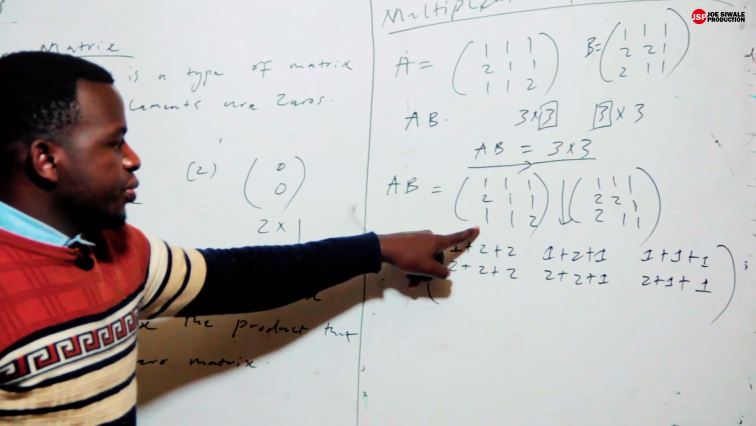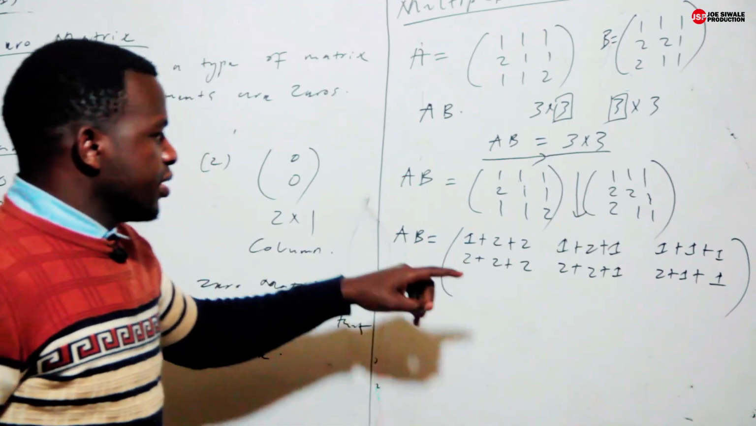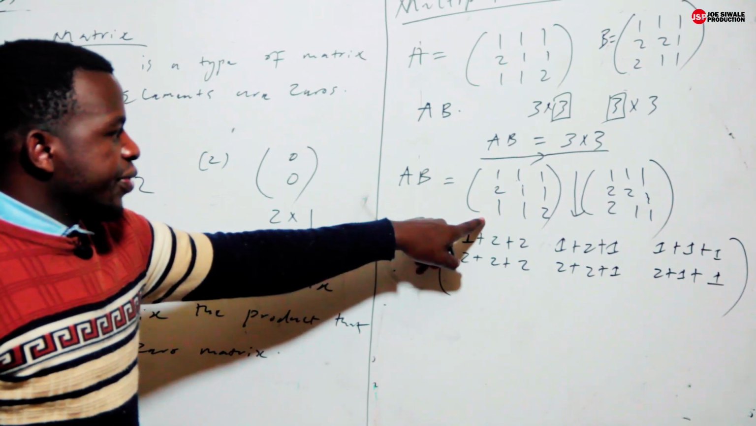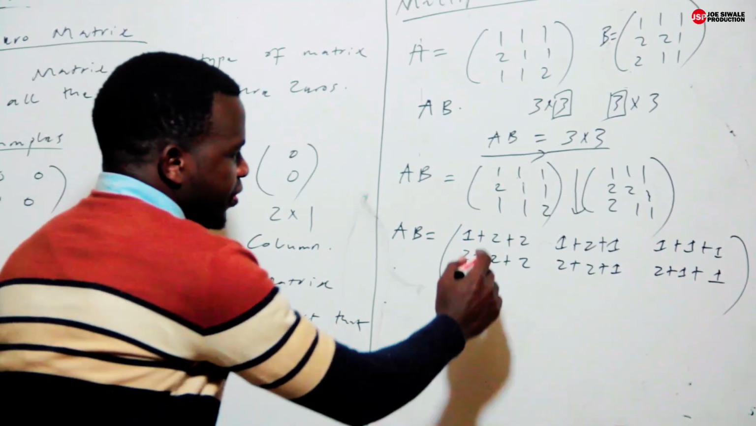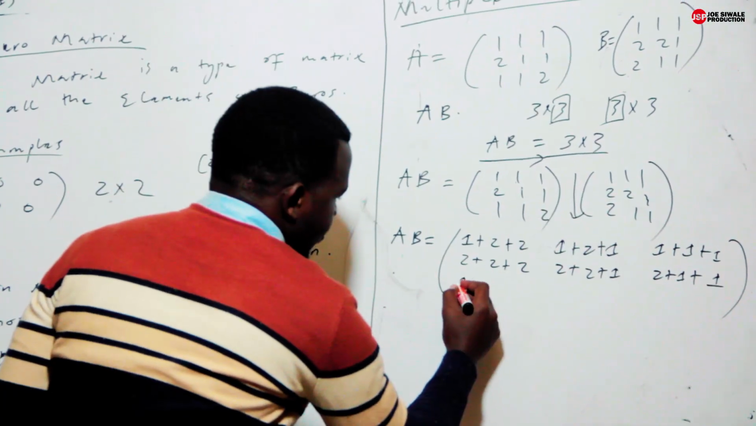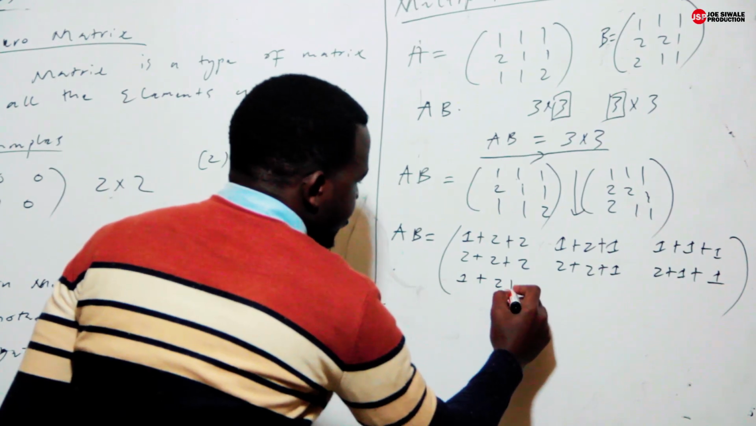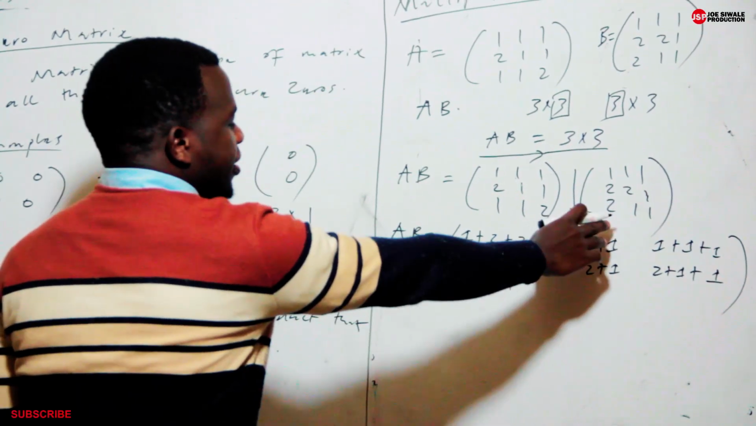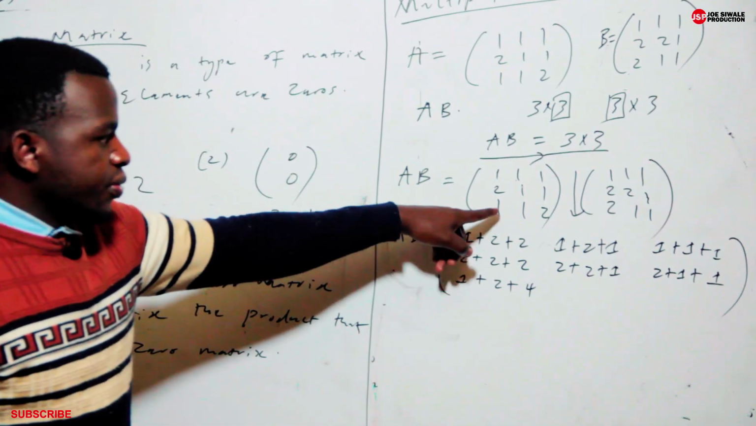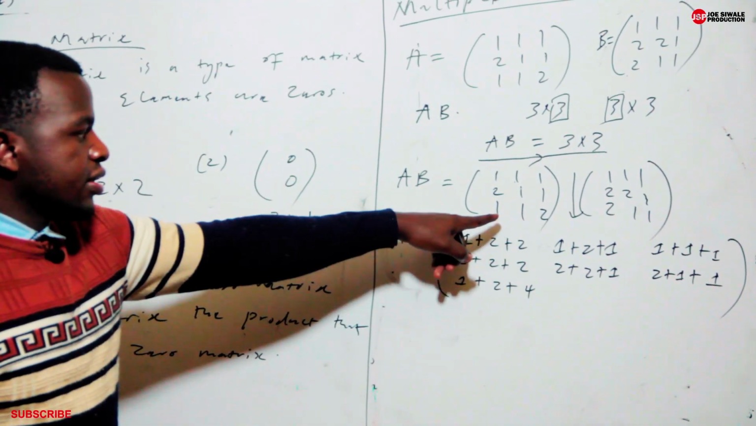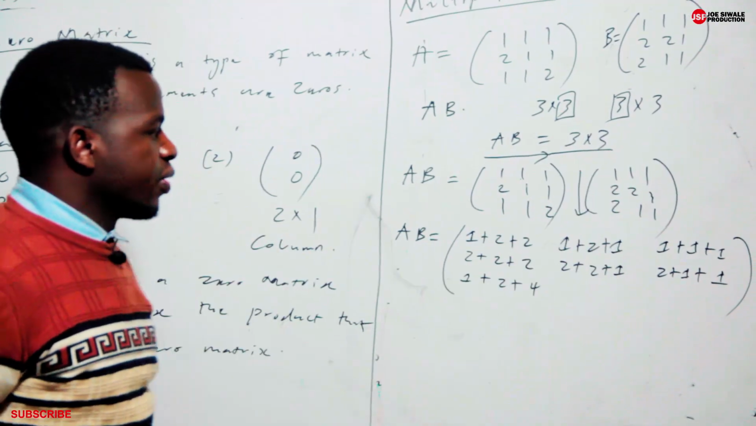Let us now look at our third row. So we're going to multiply our third row with these columns. Our third row, we're going to start with the first column. So say 1 multiplied by 1, we're getting 1, plus 1 multiplied by 2, getting 2, plus 2 multiplied by 2, we're having 4.